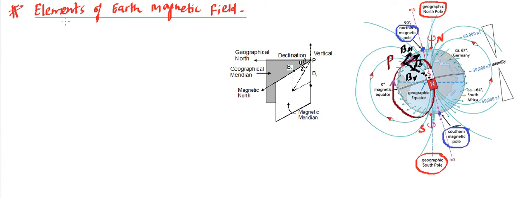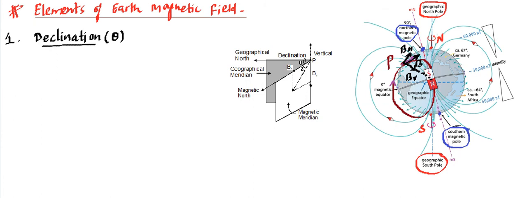So let me write the first element. The first element is known as declination. We need to understand what this declination is, how we can understand this, and how we can measure this. This declination is indicated by angle theta. So theta will be used to measure or represent this declination. What it is, let me explain this.